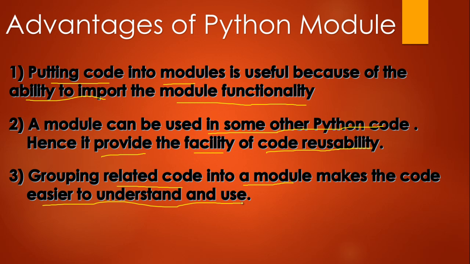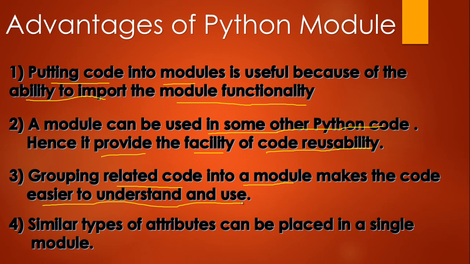Let me give you one more example. We have a module named math module. We know that in the math module all the mathematical functions are available, and no functions other than mathematical ones are included in that module, right? So a module makes the code easier to understand and use. If we are using the math module, it is understandable that it contains functions related to mathematics only, right?